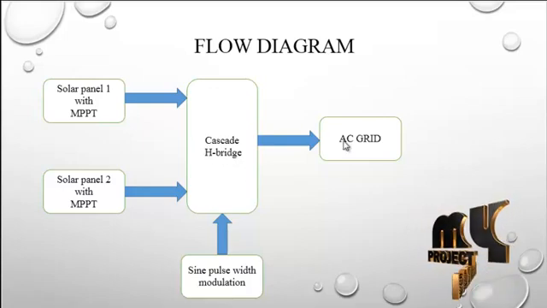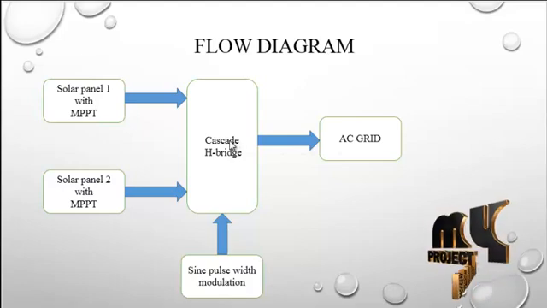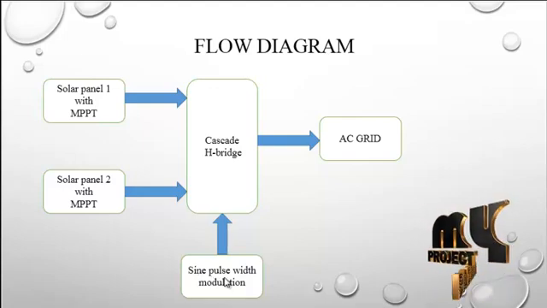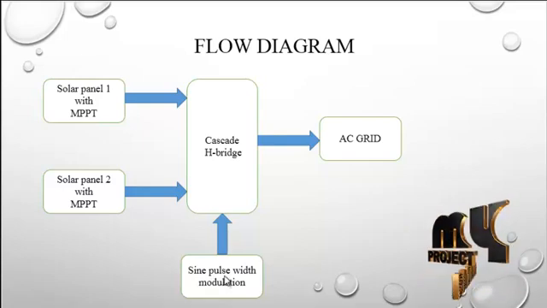The AC grid is nothing but the single line of the transmission that receives the energy. The cascade H-bridge receives input pulses for the switching characteristics of our switches. This is sinusoidal pulse width modulation, used to apply the switching pulses to our cascade H-bridge converter.